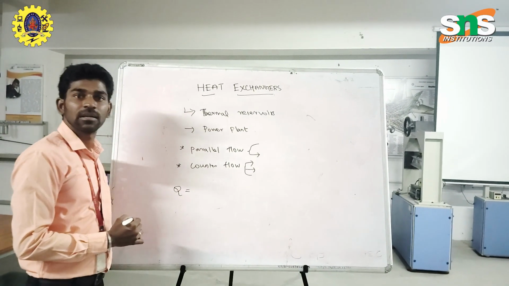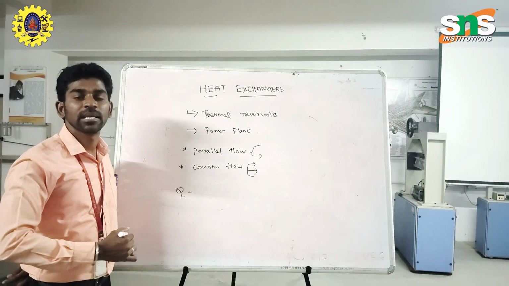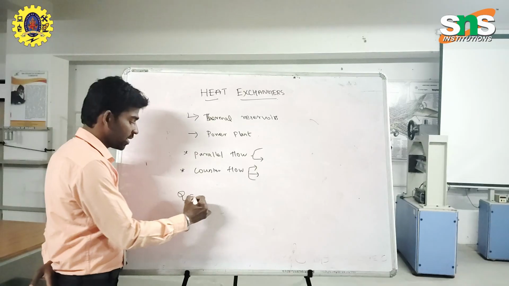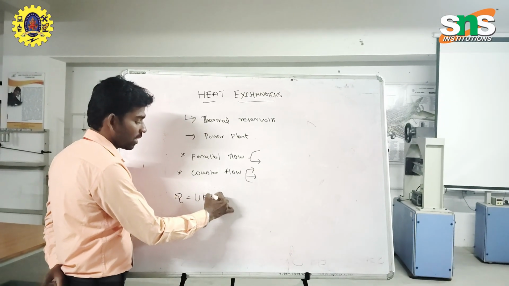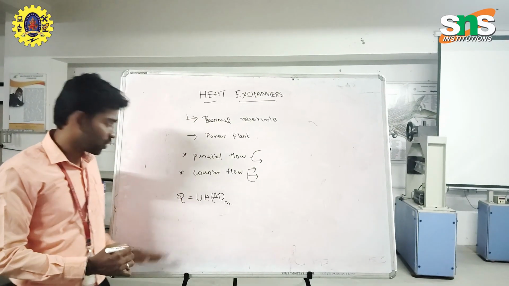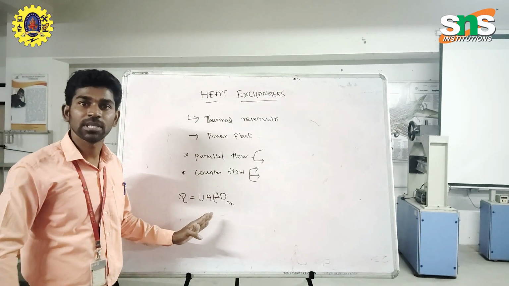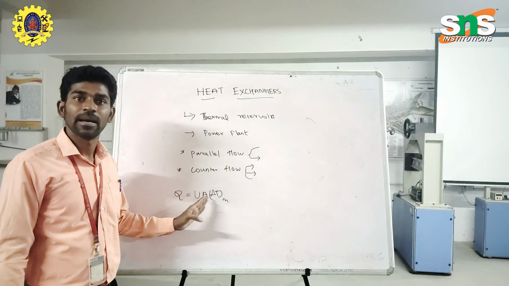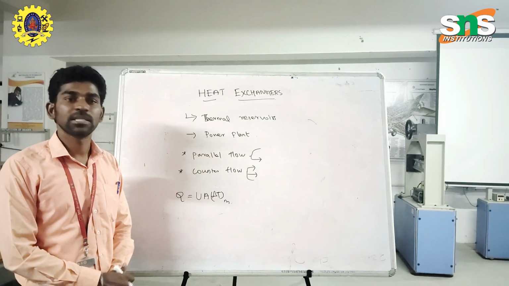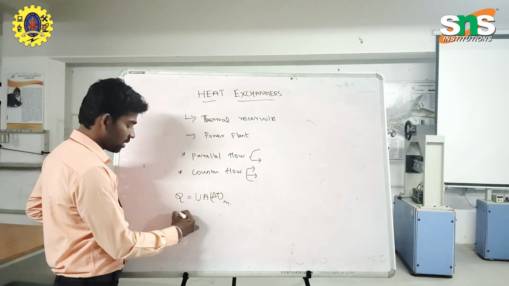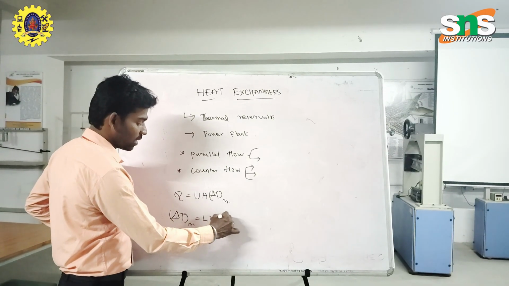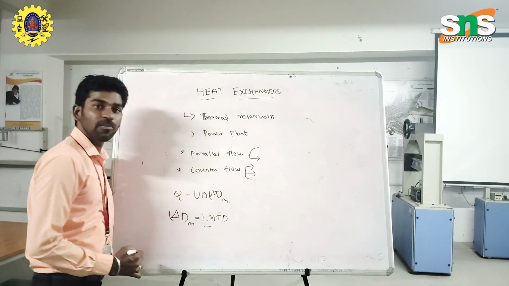So basically, the heat transfer of a heat exchanger is defined as Q = UA ΔTm. Here Q is the heat transfer, U is the overall heat transfer coefficient, A is the area of the particular equipment, and ΔTm is the logarithmic mean temperature difference.